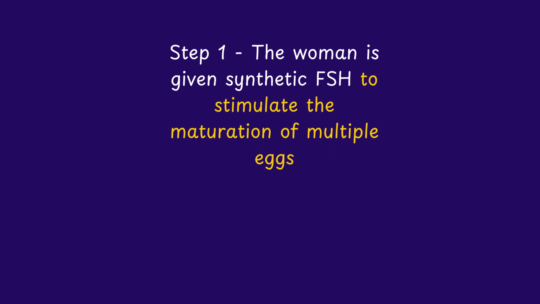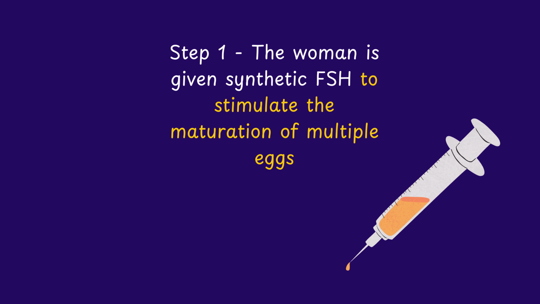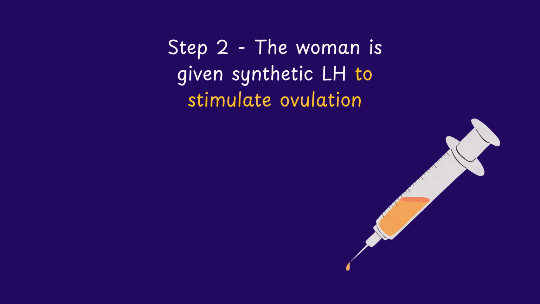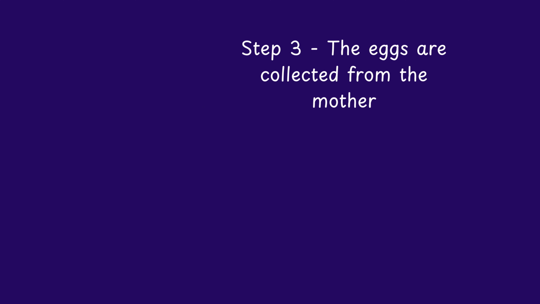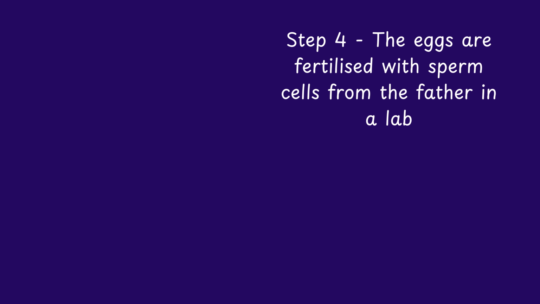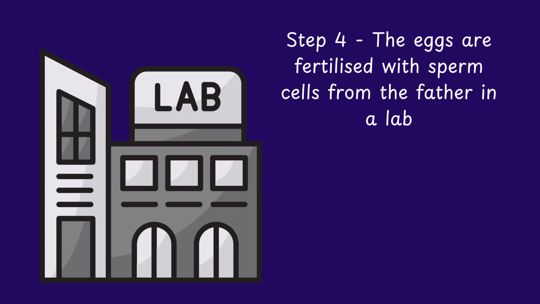Students, you need to know the steps involved in carrying out IVF. Step 1. The woman is given a synthetic FSH to stimulate the maturation of multiple eggs. Step 2. The woman is given a synthetic LH to stimulate ovulation. Step 3. The eggs are collected from the mother. Step 4. The eggs are fertilized with sperm cells from the father in a lab.